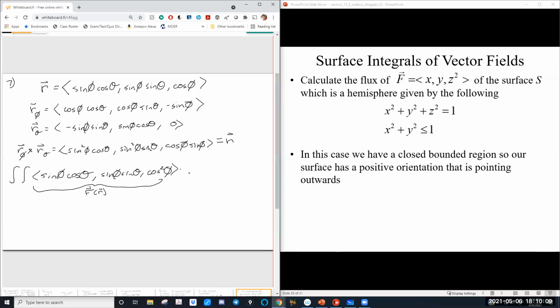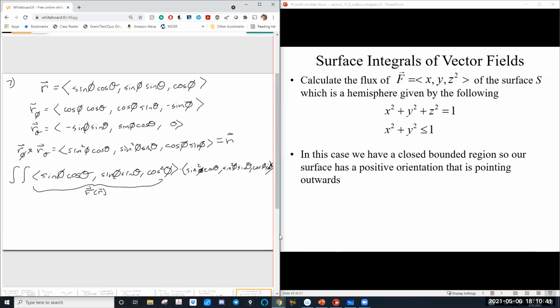That's going to get dotted with the normal vector, which is sine squared phi cosine theta, sine squared phi sine theta, and then cosine phi sine phi, and of course I ran out of room.